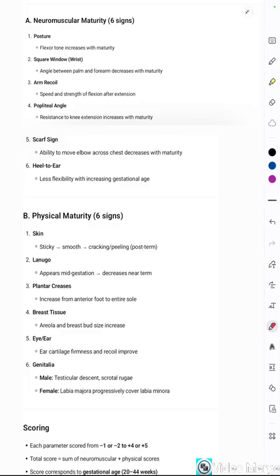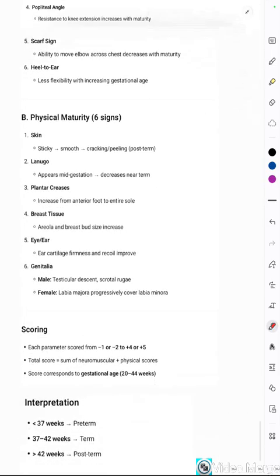Heel to ear test checks the flexibility. It is more in preterm infants. That is, the heel to ear test is possible in preterm infants. It is not possible in case of term infants.